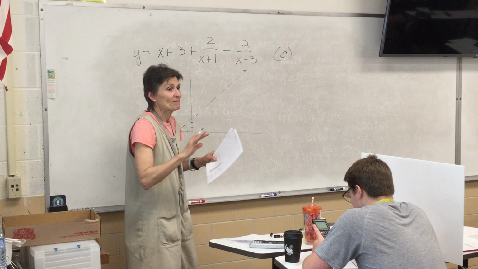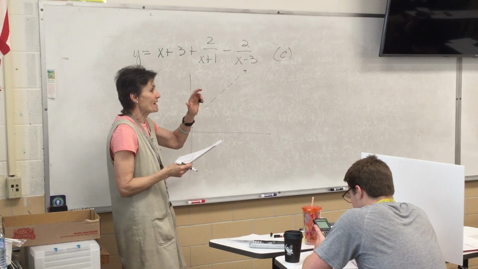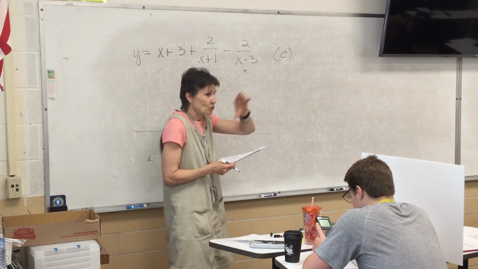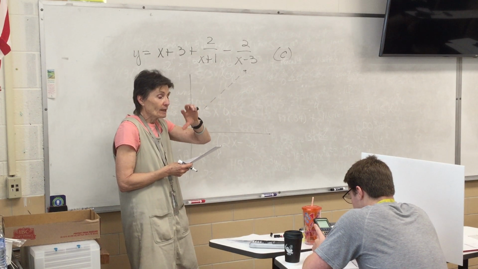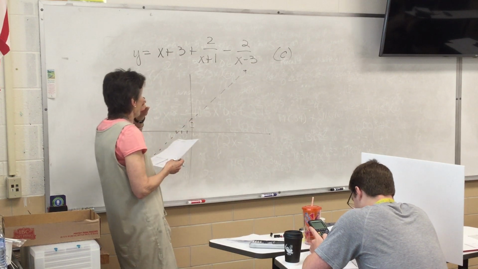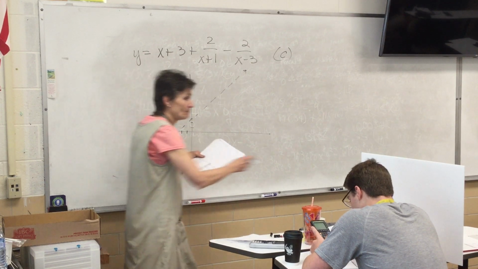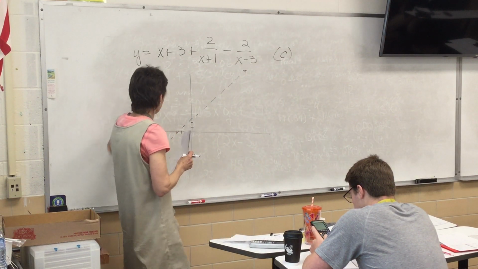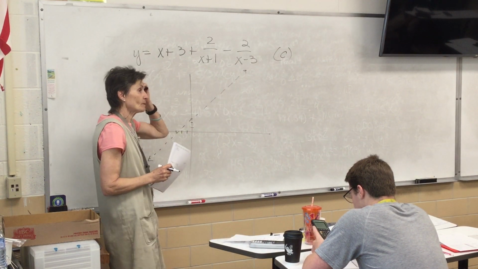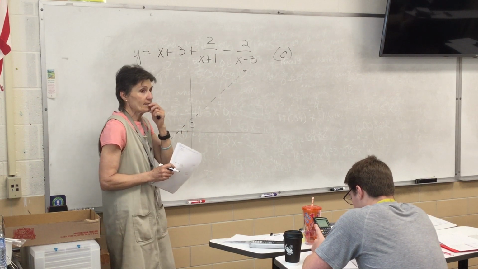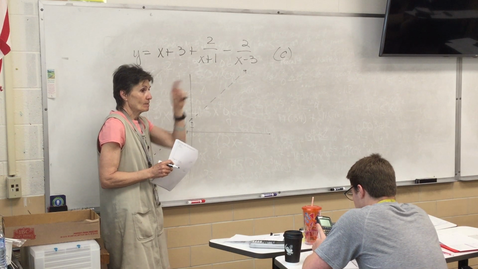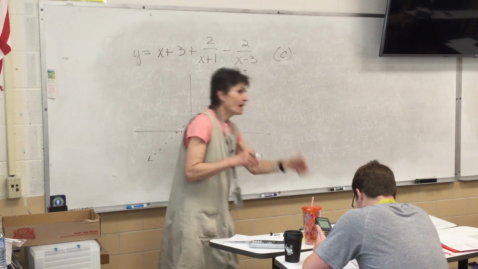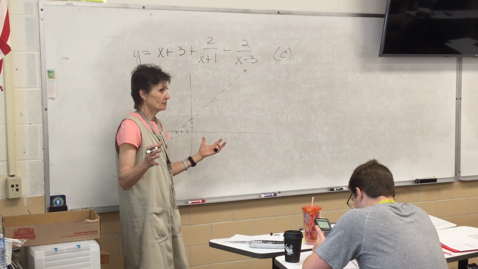We're supposed to be able to tell from the equation which graph it matches. So let's talk about this. Now, I have sketched in the line x plus 3 here. Any ideas why I did that? Braden? Because y equals x plus 3. Okay, and why did I kind of ignore all the other stuff? Ben?